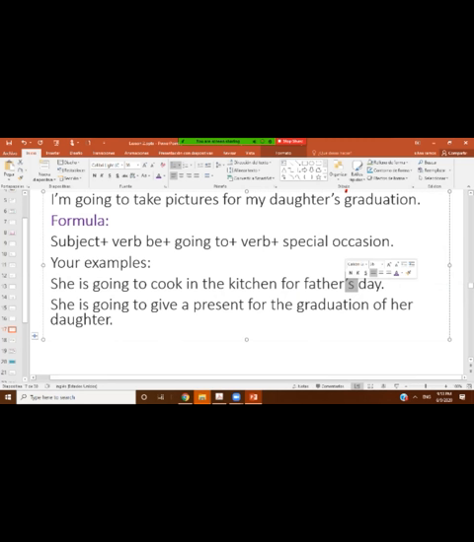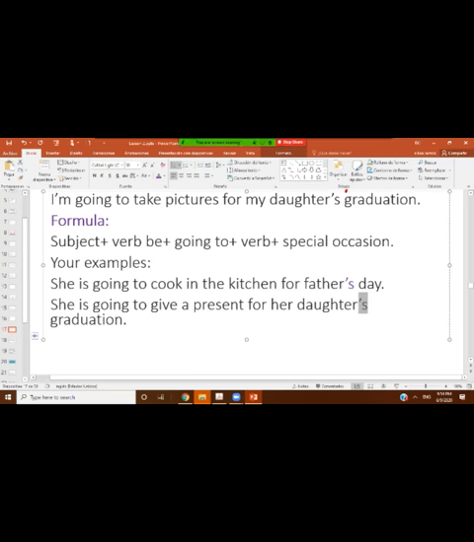Esto no es el verbo to be, ¿ok? This is not verb be, right? Esto es solamente una forma de utilizar los posesivos en inglés. Eso es como decir of the. Entonces aquí tengo, she's going to give a present for the graduation of her daughter. ¿Cómo podríamos cambiar esta parte? Solamente agregamos aquí my daughter's. Daughter's graduation. Very good. For her daughter's graduation, right?